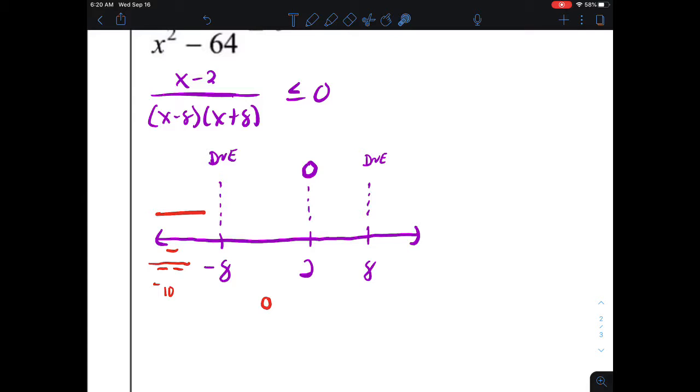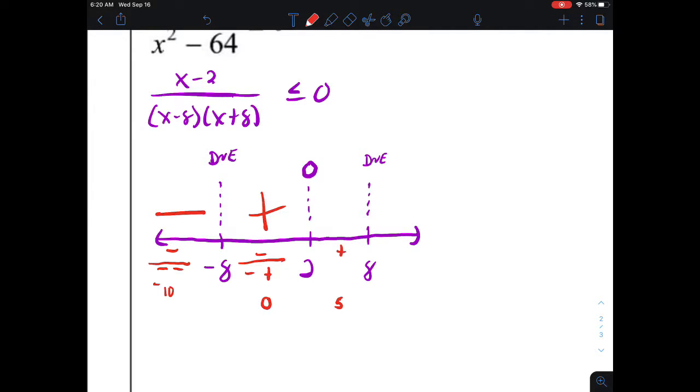So like 0. Put 0 in for the x's. 0 minus 2 is negative, over 0 minus 8, which is negative, and 0 plus 8, which is positive. So negative and a positive. 2 negatives make a positive. We keep going. Pick a number inside the next interval between 2 and 8. I don't know, let's say 5. Put 5 in for the x's.